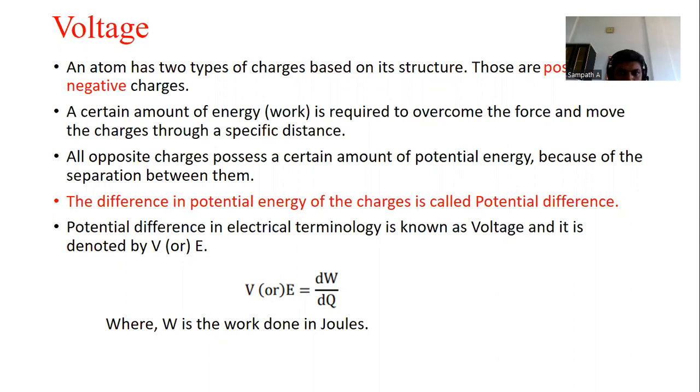If two points have an equal amount of charge, the voltage is 0. So if you want to measure the voltage between two points, we should create different amounts of charge at those two points. Voltage is a change of charges between two points. It is denoted by the notation V or E.